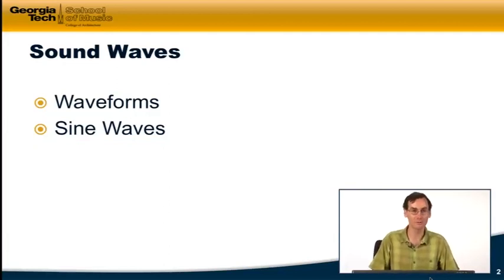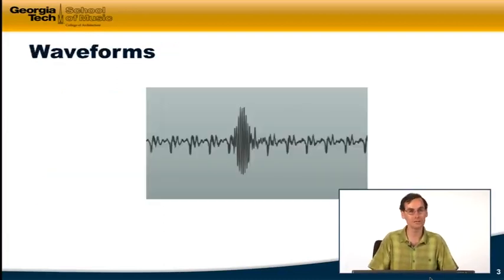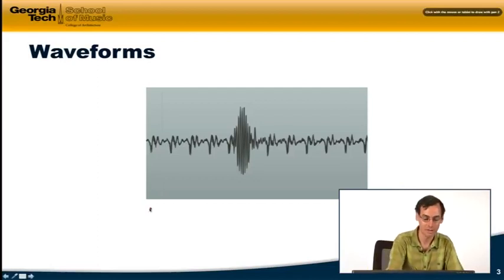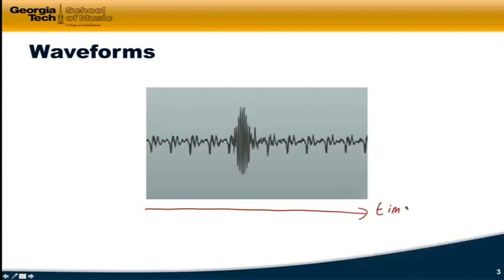And three important properties of them: amplitude, frequency, and phase. So let's get started. This is a waveform. You've all probably seen something like this before. It's a basic way of representing sound visually. What we have here is, on our x-axis, we have time. Then on our y-axis, we have amplitude. I'll explain more about amplitude in just a second.